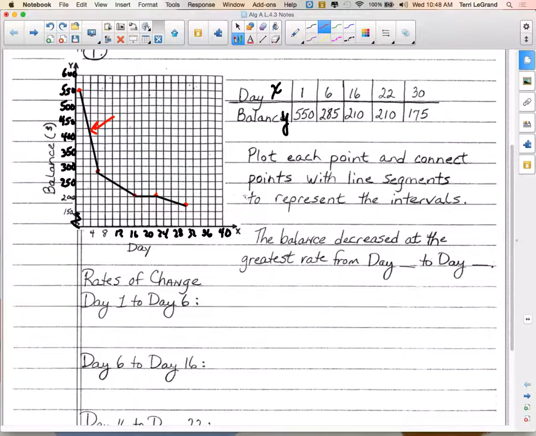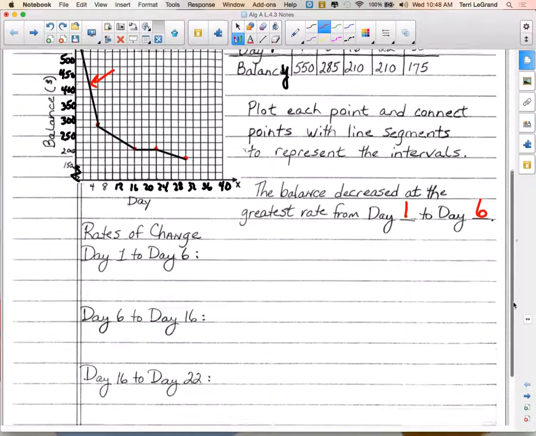Go ahead, Seth. It goes down the fastest and shorter in 1 day. It goes down the fastest. It's the steepest, isn't it? It's kind of like falling down the fastest there. So it appears right now, we would say from day 1 to day 6, as Adam said.